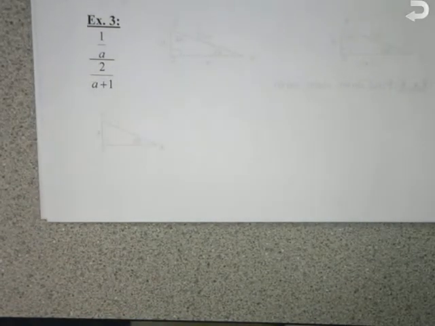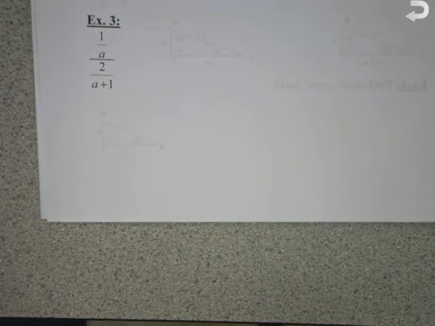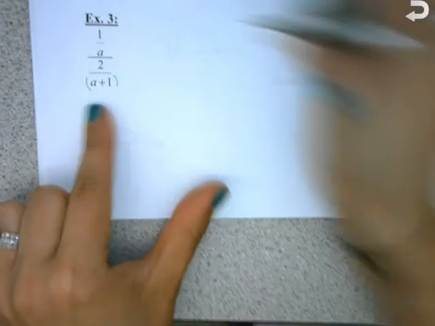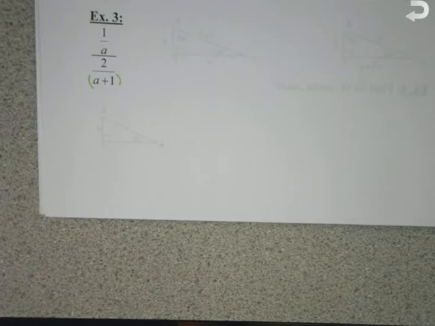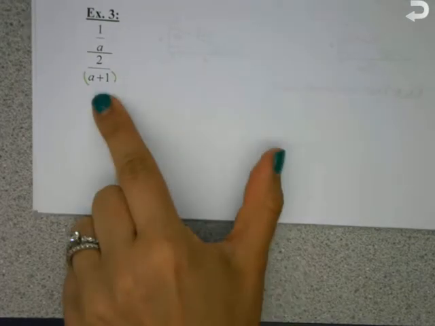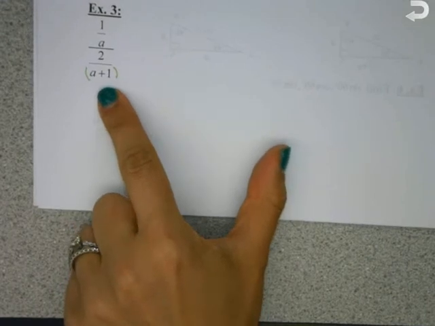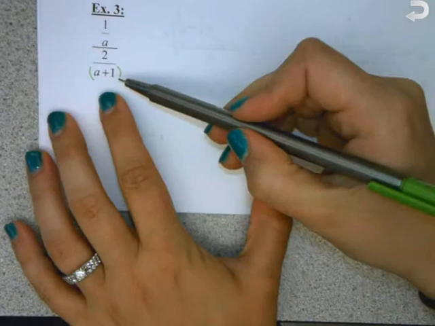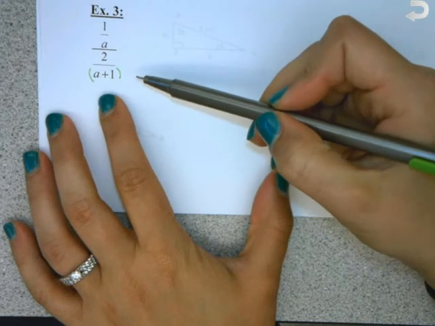So example 3, I have 1 over a divided by 2 over a plus 1. What I want you guys to do before we even start, that a plus 1 in the denominator, stick it in parentheses, because a plus 1 is its own term. It's one single term. If I tell you a number to plug in for a, you just add 1 to it and that gives you the entire term, correct? Okay, so if one denominator is just a by itself, and one of them is a plus 1, what do you think our least common multiple will be?